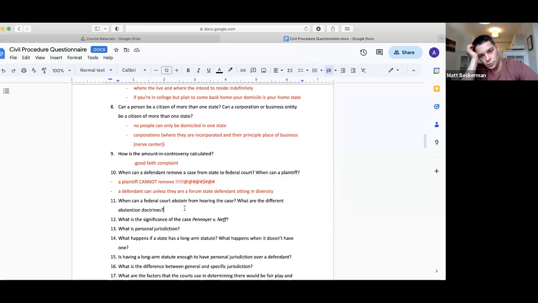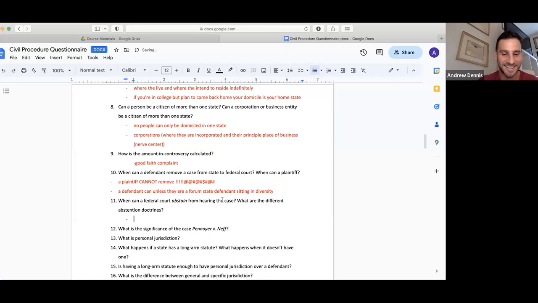Wait, are we going to abstain from doing this question? We could abstain if everyone votes that, but this just means that federal courts can say no. Tell us, I'll write it.